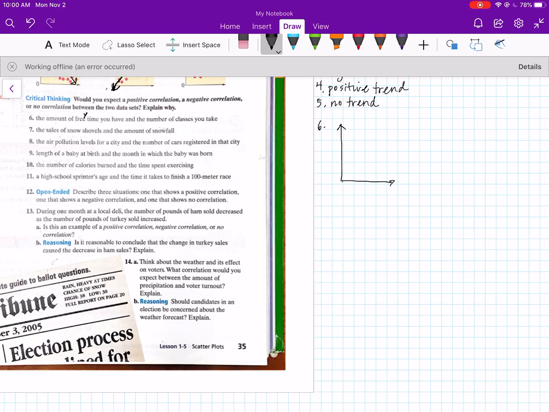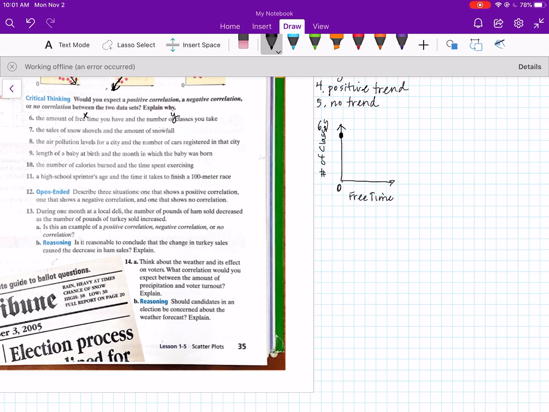The amount of free time comes first, so that's your X. So that's going to go on your X-axis. And the number of classes you take is on your Y-axis. So number of classes. So now you kind of just think to yourself, this is a 0. And so let's start up here. You have 0 amounts of free time. If you don't have any free time, how many classes do you think you're taking? If you don't have any free time, you're probably taking quite a few classes. So I'm going to kind of put a dot there.